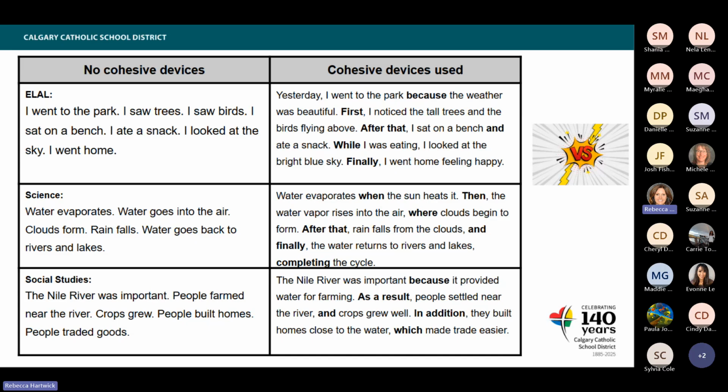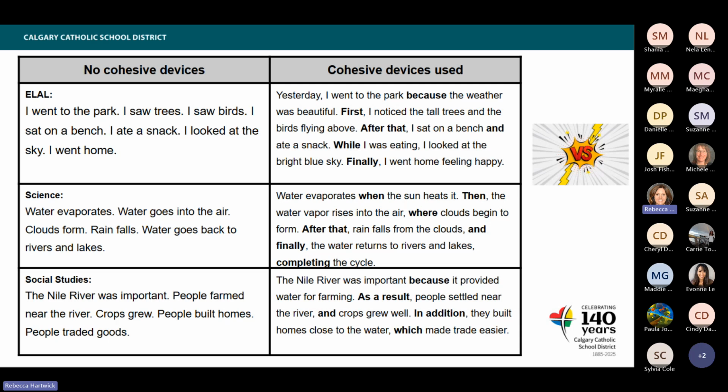So for ELA, sorry: I went to the park, I saw trees, I saw birds, I sat on a bench, I ate a snack, I looked at the sky, I went home. In contrast, when cohesive devices are used, I'll read that one out for you.